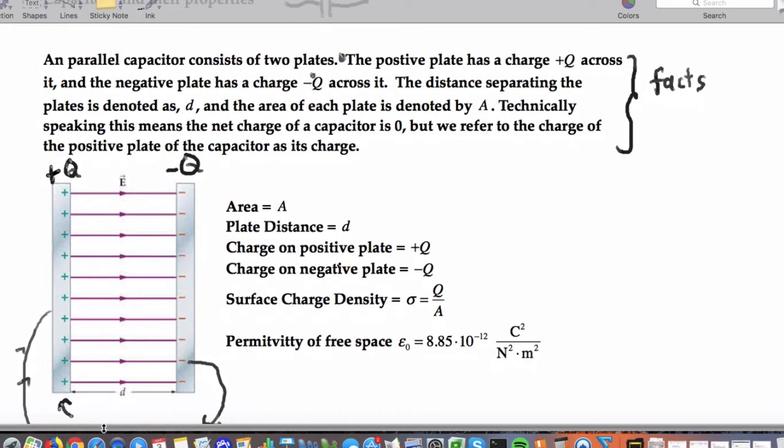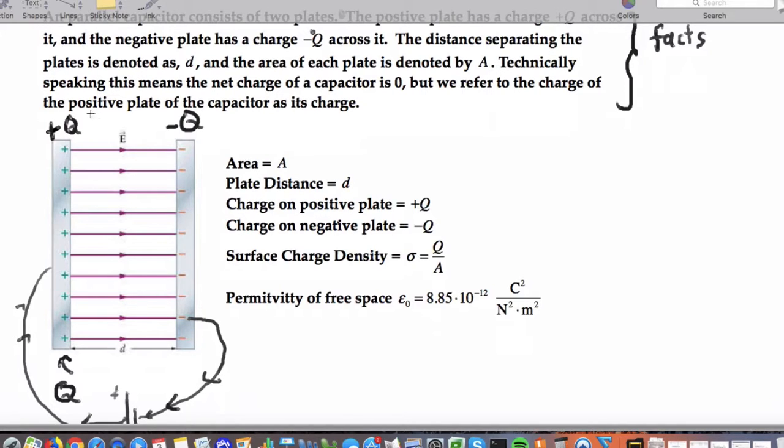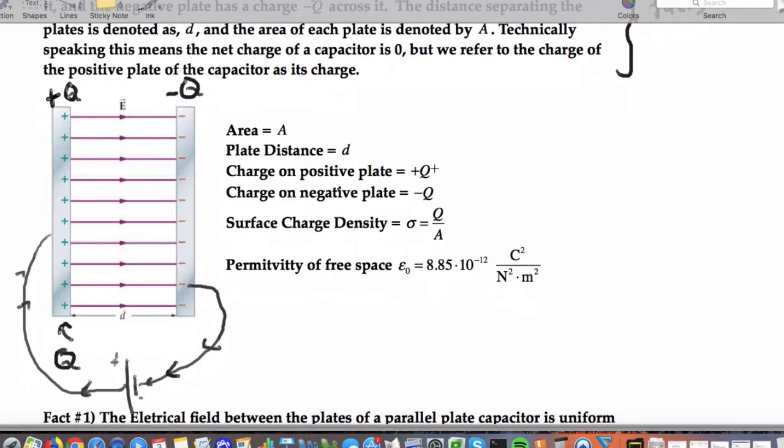And now we're going to get a little bit into some numbers, okay? So we'll call the plate area A. The plate distance, meaning the distance between these two plates, is called D. The positive plate has a charge equal to plus Q. The negative plate has an equal and opposite charge, negative Q. And we're going to define the surface charge density on this capacitor as the charge divided by the area. That's a number that we make up.